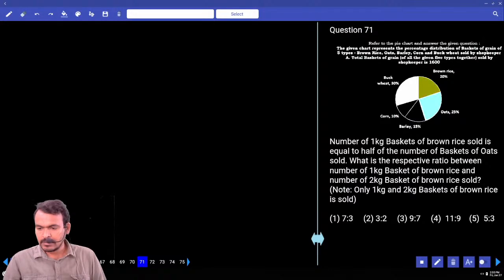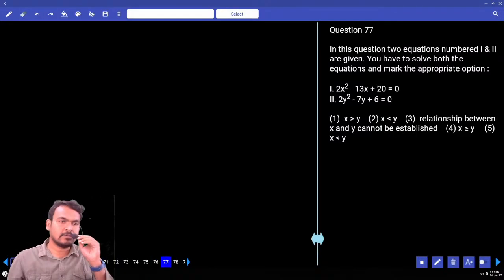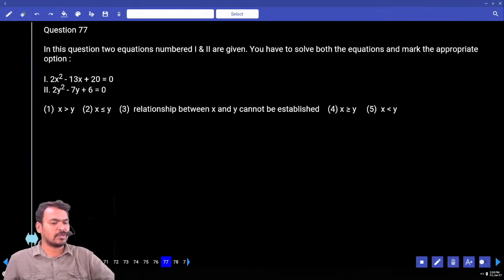200. First question, number 77. Quadratic equations: 2x² − 13x + 20 = 0.